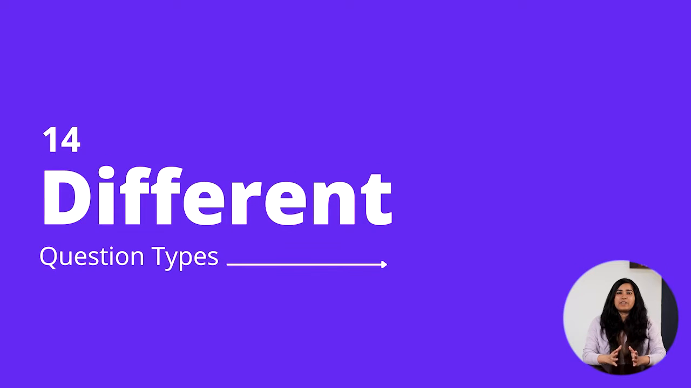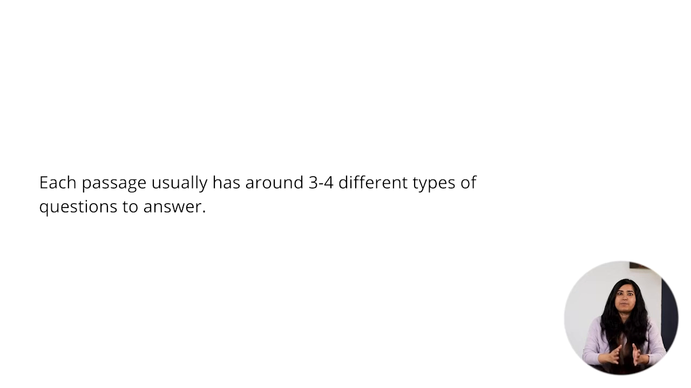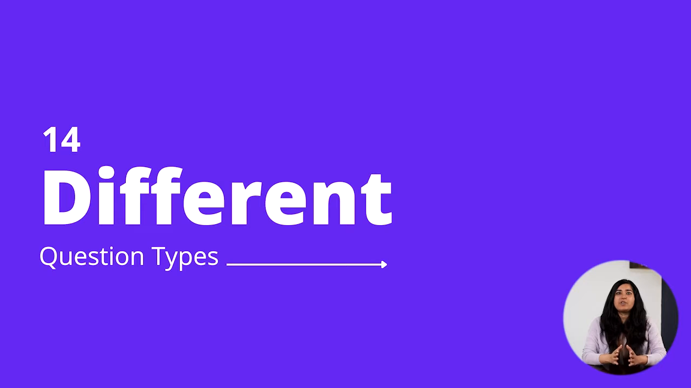The IELTS academic reading section has 14 different question types, and each passage usually has around 3 to 4 different types of questions to answer. As we discussed earlier, it's important that you practice doing each question type so that you're well prepared and so that it won't come as a surprise to you during the exam.